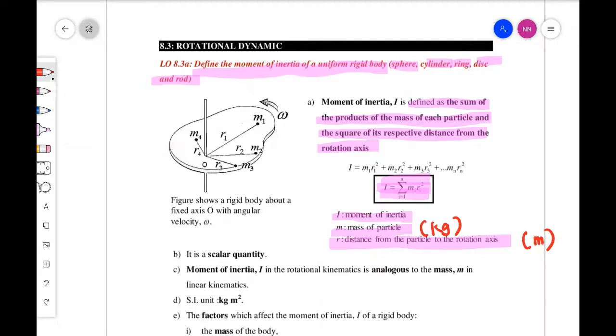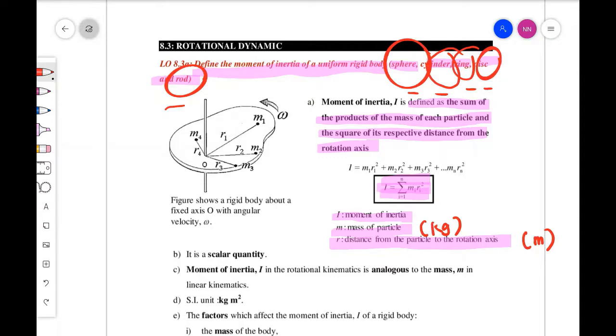Tapi untuk bentuk-bentuk yang tertentu, bentuk sphere, cylinder, ring, disc and rod, dia ada formula yang special untuk moment of inertia. Formula moment of inertia untuk bentuk-bentuk ini akan diberi dalam soalan. Ataupun kalau tak diberi, mungkin dia akan bagi nilai yang lain untuk kita cari nilai moment of inertia bentuk tersebut.